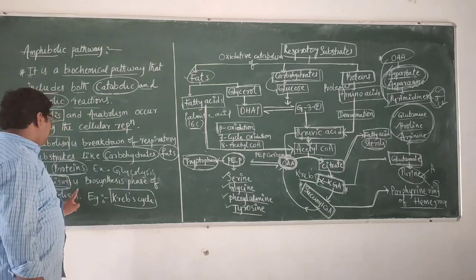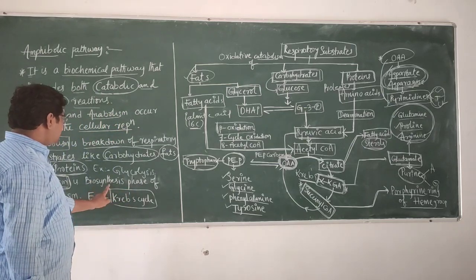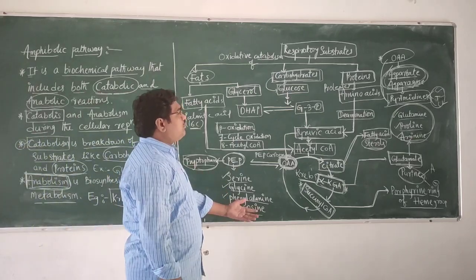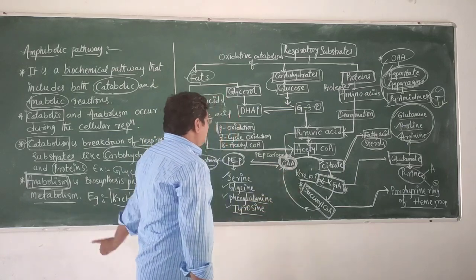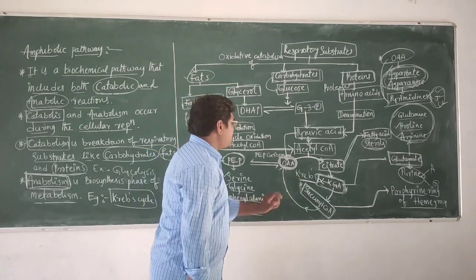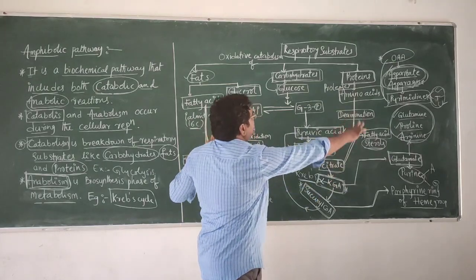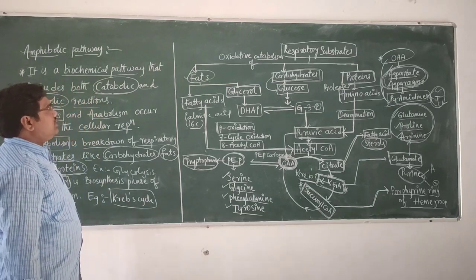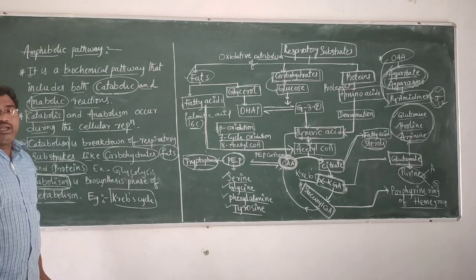The anabolic pathway is nothing but the biosynthesis phase of metabolism. The biosynthesis phase of metabolism means synthesizing new compounds, new molecules, from the Krebs cycle. So that's why the anabolic reaction is the best example for the Krebs cycle. From the intermediate products of the Krebs cycle, different types of amino acids are formed during the amphibolic pathway. So this is the complete explanation about the amphibolic pathway.